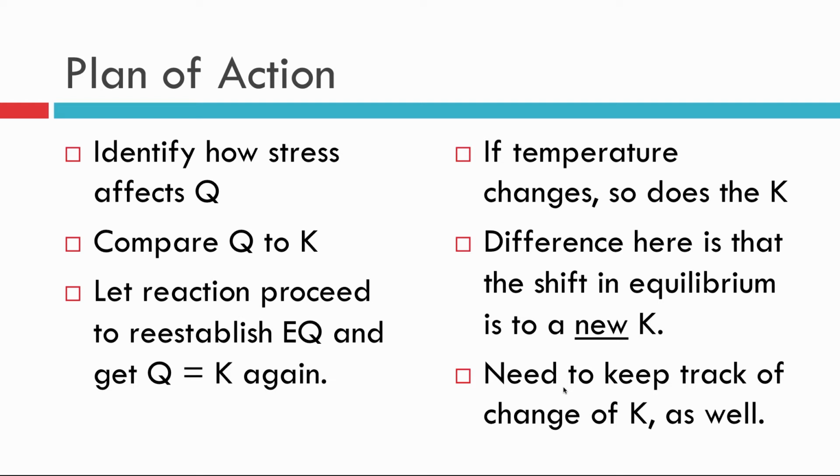For temperature changes, there's more stuff going on because the equilibrium constant will also change. So the difference here is that we're not only going to shift equilibrium, but we're also going to establish a new equilibrium at a new equilibrium constant. And so we're going to need to keep track of that when we play with temperature changes as well. For this video, it's just about concentration changes.